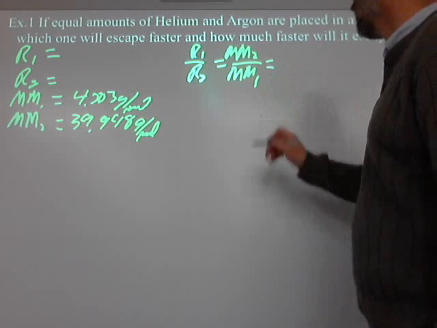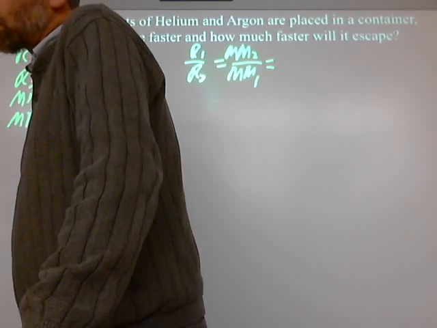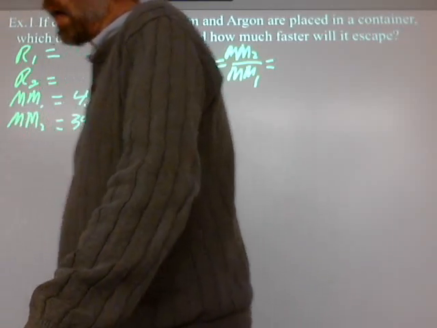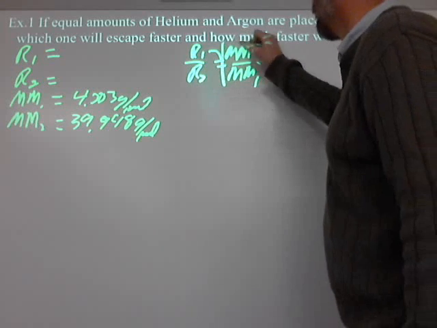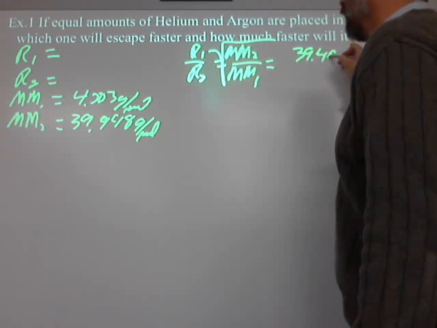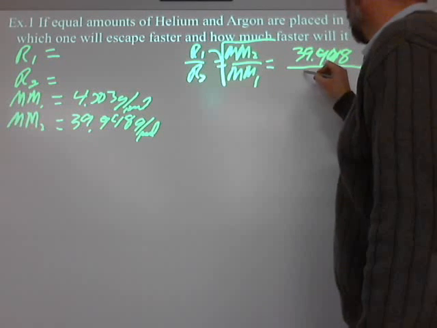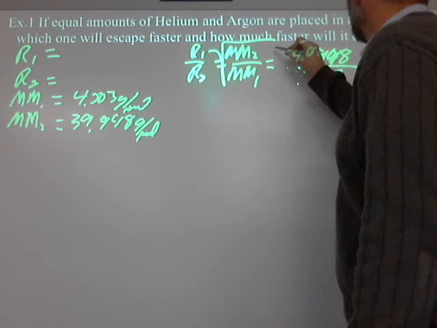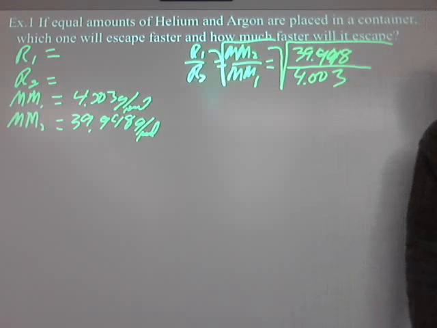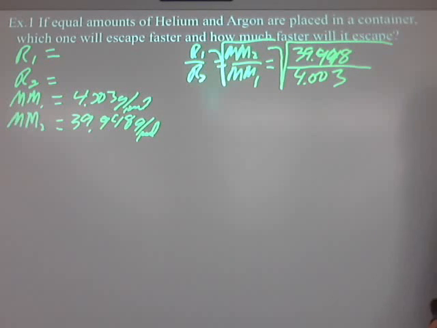So it's going to equal 39.948 over 4.003, square root of that, by the way. Can you do that on your calculator? And I left out the units. Why do I even care what the units are? What are they going to do anyway? They're going to cancel. I was looking for the ratio. That's all I care about.